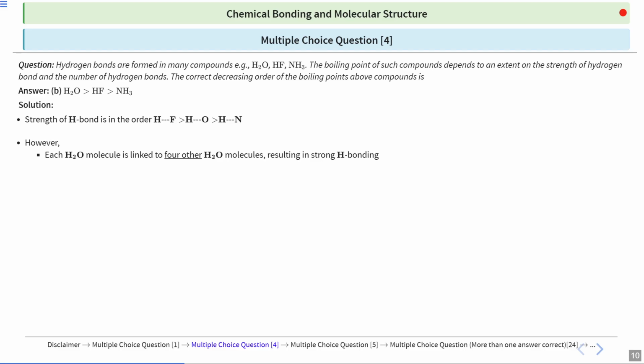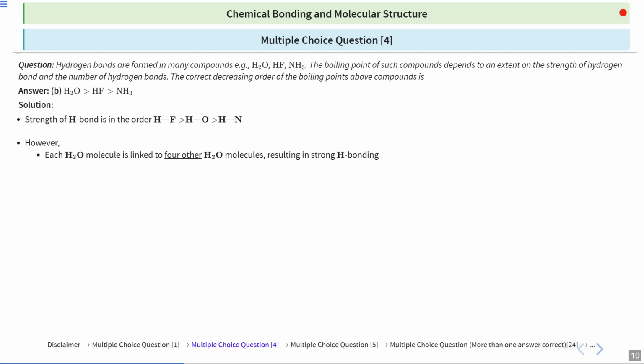If you look at a water molecule, the oxygen has 2 lone pairs and there are 2 hydrogens. Each of the hydrogens will be attached to 2 different water molecules through hydrogen bonding. So 2 hydrogen bonds from here, and your oxygen has 2 lone pairs where each lone pair will be attached to one hydrogen separately. Is it clear?